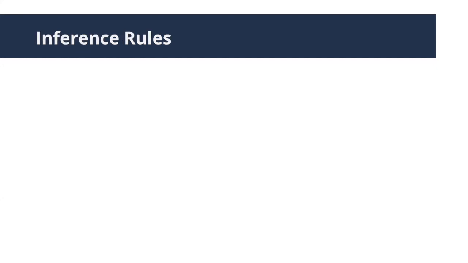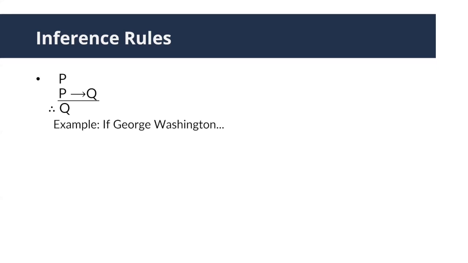The first rule is, if P is true and P implies Q is true, then we can imply Q must be true. The example is the George Washington example.